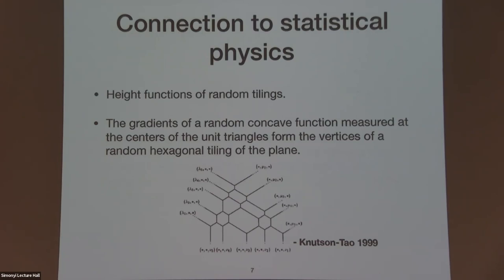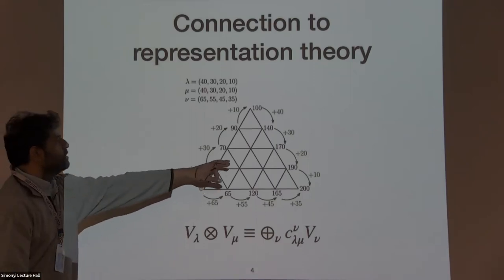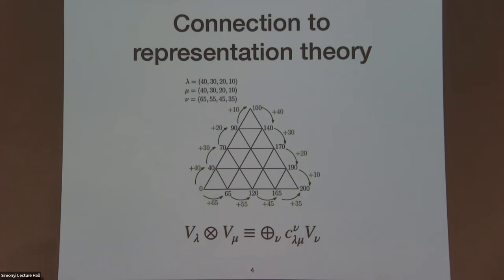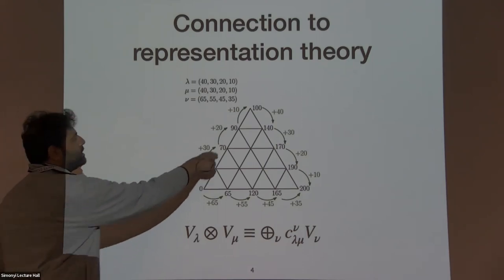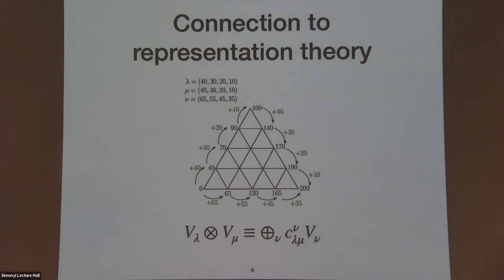I'm sorry, can you go back with the Knutson-Tao? Yeah. So how do I get the C lambda mu nu's? It's the number of ways of filling the interior in a way that satisfies all the rhombus inequalities. That's what C lambda mu nu is. Lambda mu nu tell you how to write the boundary values, and it's just the number of ways you can compatibly do this. Yes. It's a huge number, really, right? Yes. So it's a huge degeneracy. Okay. Thank you.